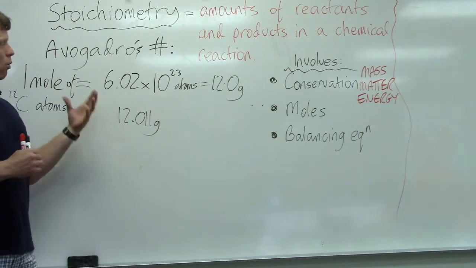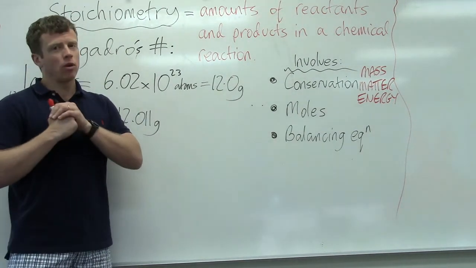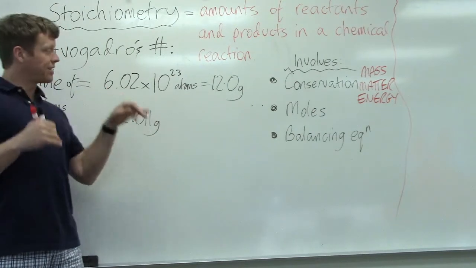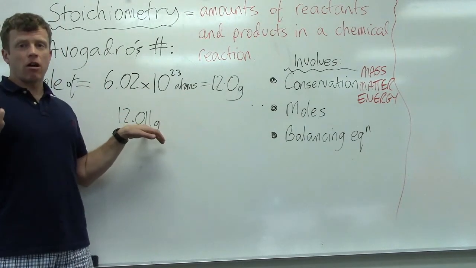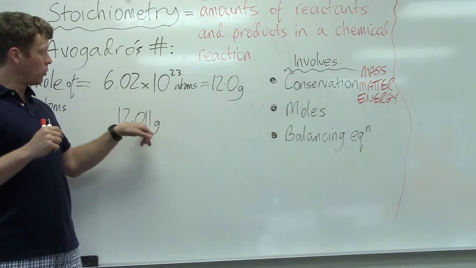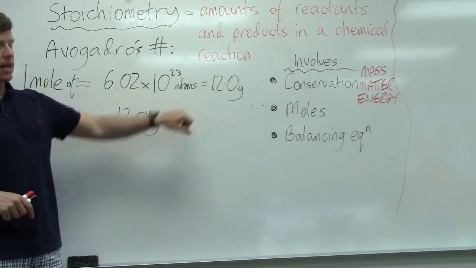But if you want to weigh out 1 mole of carbon, let's just go crazy and say, I don't want to weigh out 1 mole, I want to weigh out exactly this many atoms. Well, then you'd get a scale, you'd get your carbon, and you'd put 12.011 grams on there. That would give you exactly 1 mole and exactly that many atoms.